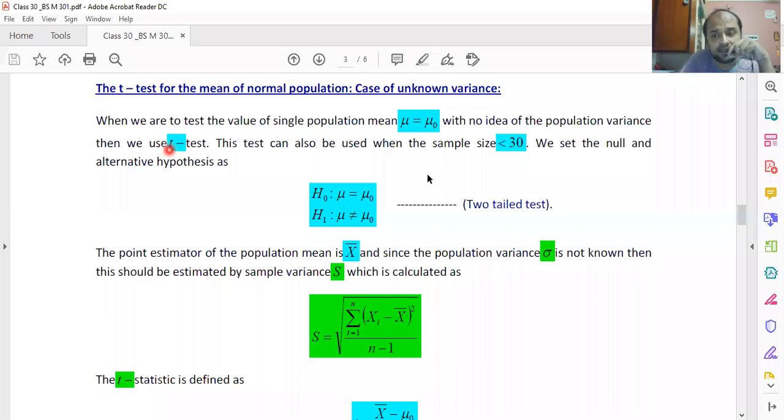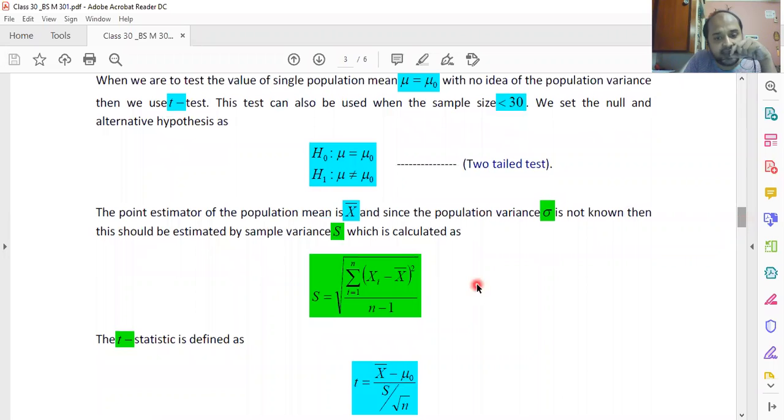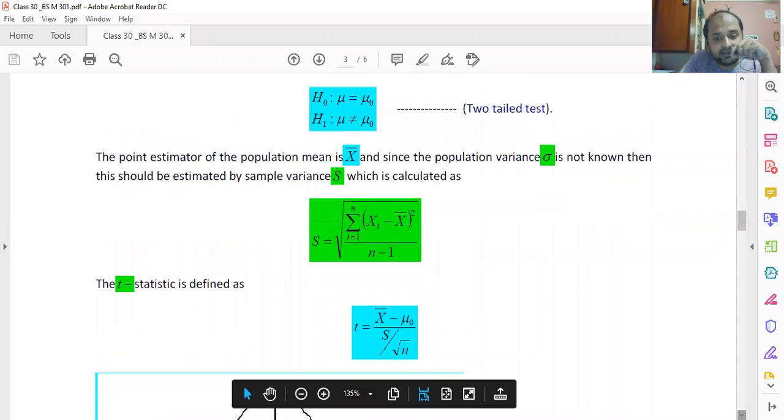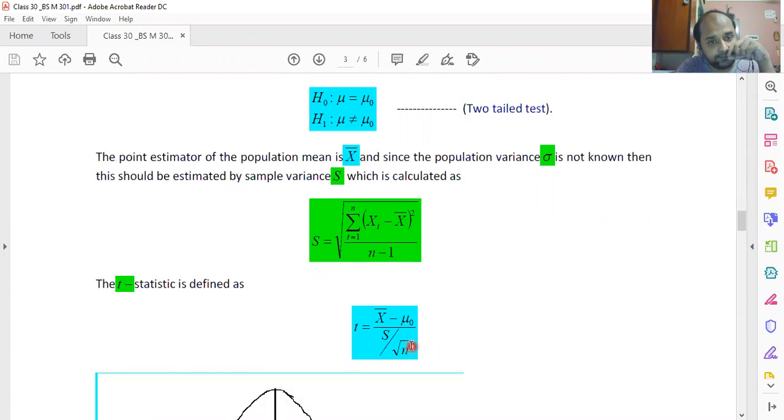If you can recall my previous example, you will find a similar type of formula as I am showing over here. What was the formula? The formula was like this: Z is equal to x bar minus mu naught by sigma by root n, and sigma was the population standard deviation. But here, as the case is stating, the population standard deviation is not known to us.